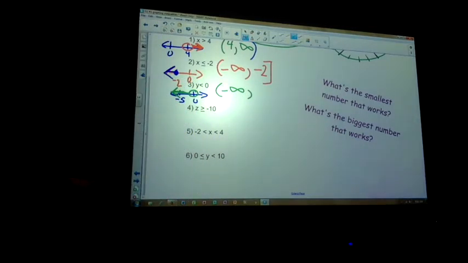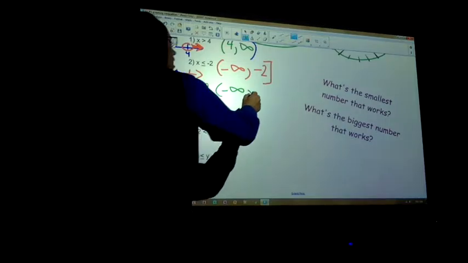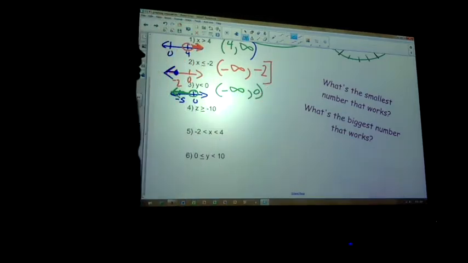What am I going up to? 0. Am I including 0? No. It's an open dot. I'm not including 0, so now it's a parenthesis. Because I'm not including it, I don't have the equal part. Yes?